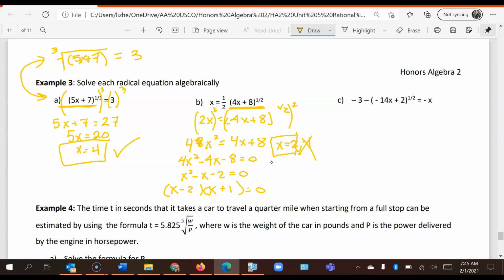The reason, by the way, negative 1 doesn't work is you put negative 1 in there and there. Well, you would say this radical equals a negative, which it doesn't. So there you go. All right, next one.